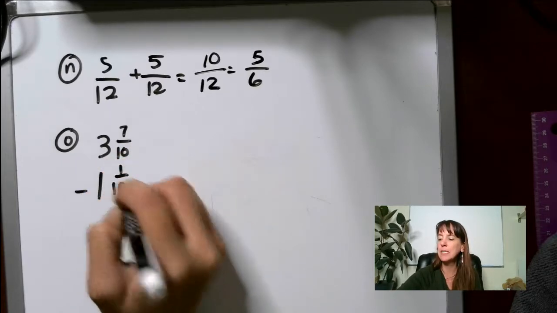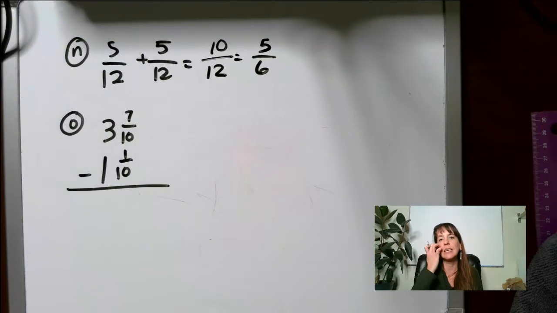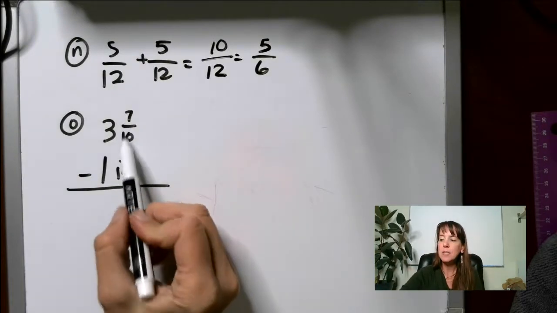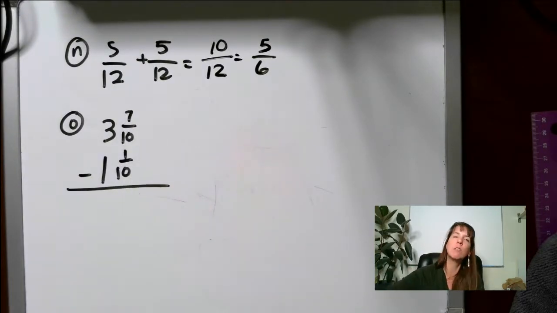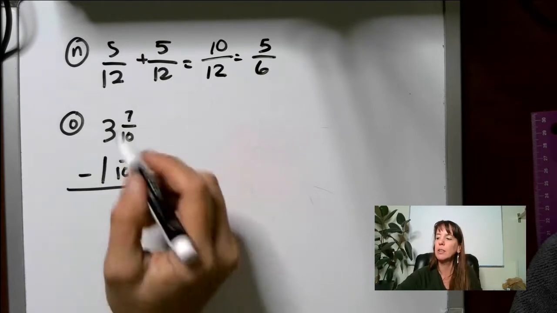Guys, I write these up and down like this vertically because I think it's a lot easier to manage. Because now I'm going to deal with just the fraction bits instead of converting it all into an improper fraction, and then converting it all back. Can't be bothered. I'm going to leave it like this.